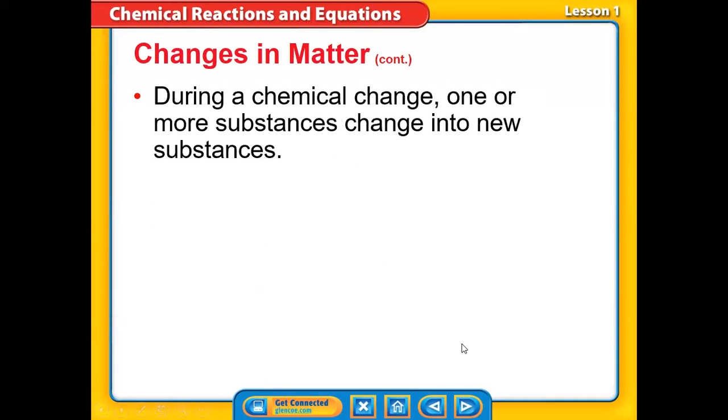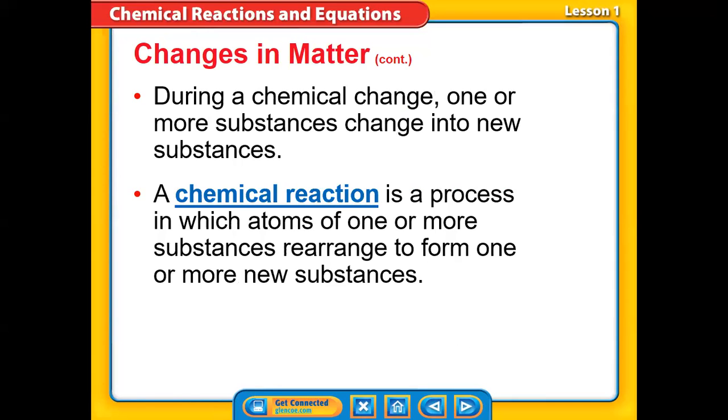So now we pass to the second type, chemical change. We said that in a chemical change, one or more new substances are going to be formed. So we could say the definition of a chemical reaction is the process in which atoms of one or more substances rearrange. Rearrange means the atoms will not be in the same pattern or original position they were in at the beginning of the reaction. They are going to change their arrangement and form a new substance. Okay, let's clarify the idea here.